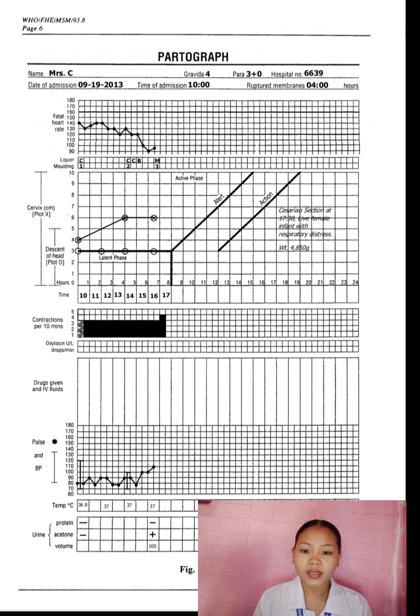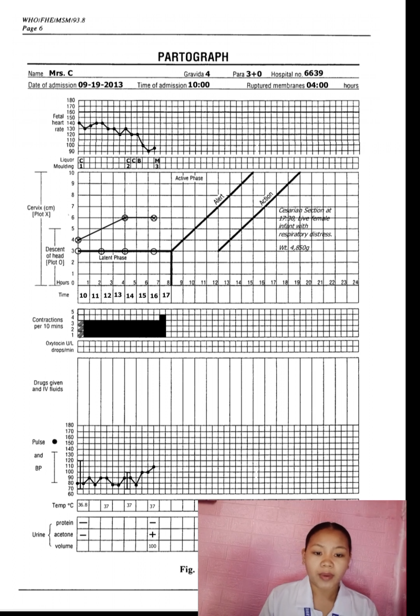The first thing we need to monitor is the fetal heart rate of the baby. For monitoring the fetal heart rate, we need to use a Doppler. As we can see here, the fetal heart rate of the baby is decreasing, so we need to monitor it accordingly. We should also monitor the liquor molding of the patient.